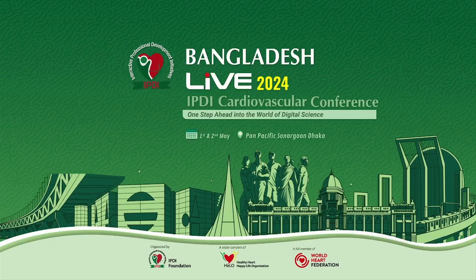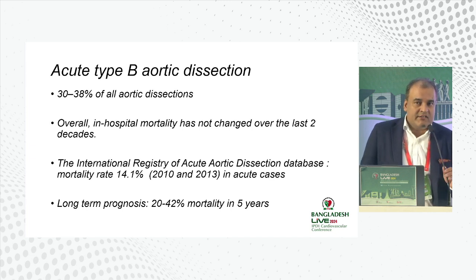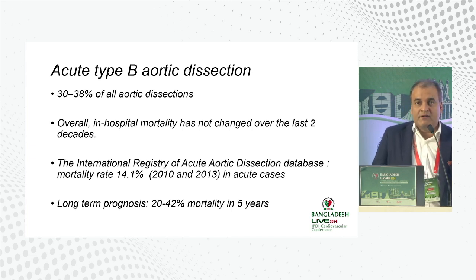B dissection, I'm going to give the cardiac surgeon's point of view. So acute type B, we know that it's not as deadly as acute type A. However, still the mortality is around 10 to 15% in-hospital mortality. But the biggest problem with the type B is the long-term mortality. In 5 years, almost 20 to 40% of patients are dead if they're not managed properly.